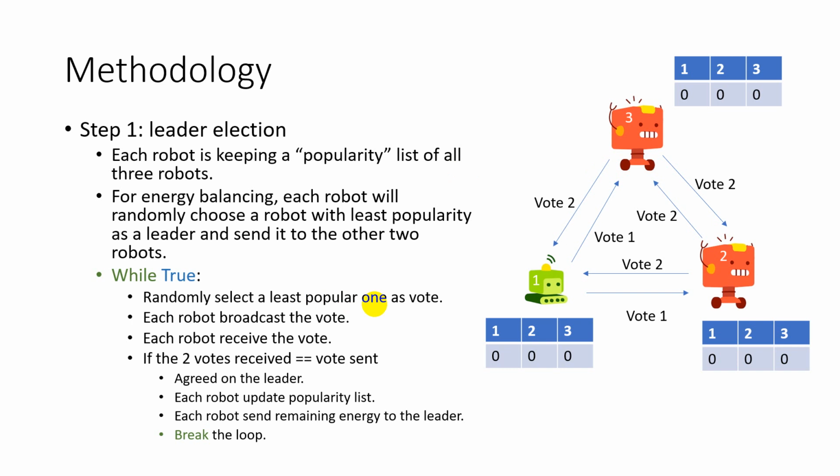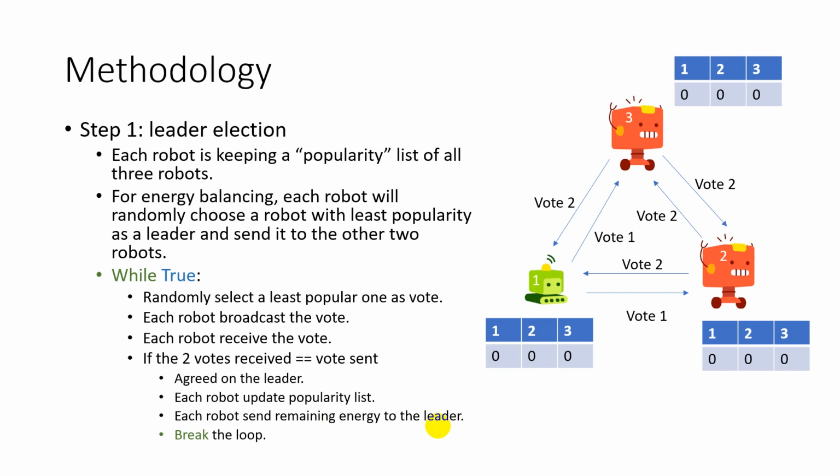Each robot randomly selects one of the least popular robots as its vote, and each robot broadcasts the vote to the other two robots. Then each robot receives the two votes from the other two robots, and if the votes they sent are equal to the votes they received, so the three votes are equal, that means they agreed on each other. Then each robot updates its popularity list and sends the remaining energy to the leader, and goes back to the loop.